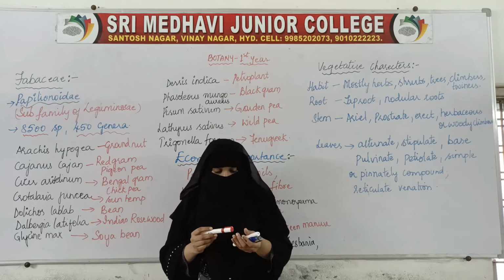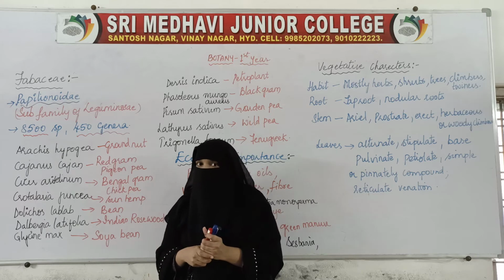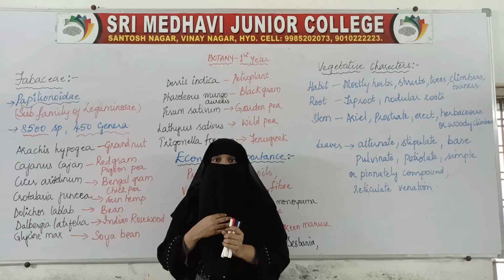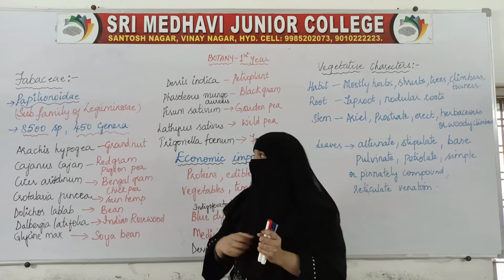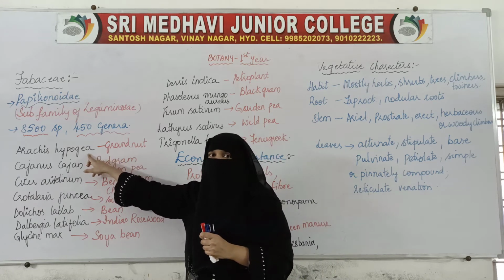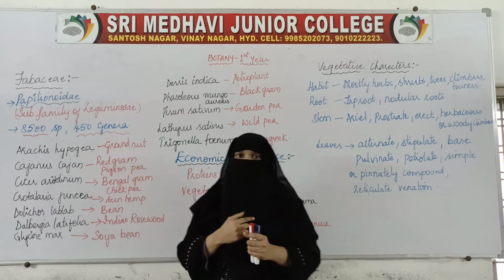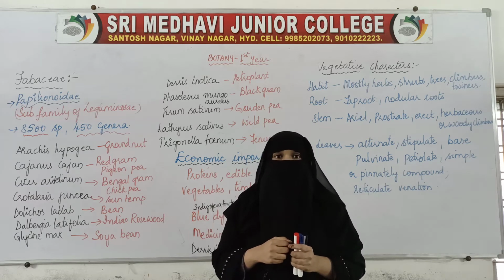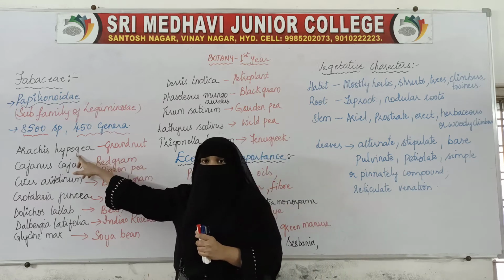So 8,500 species are there. Out of that, now we will study a few which are very common, which we use in our day-to-day life. The first one is Arachis hypogaea. We call it groundnut, or Mungfali. The scientific name of groundnut is Arachis hypogaea.